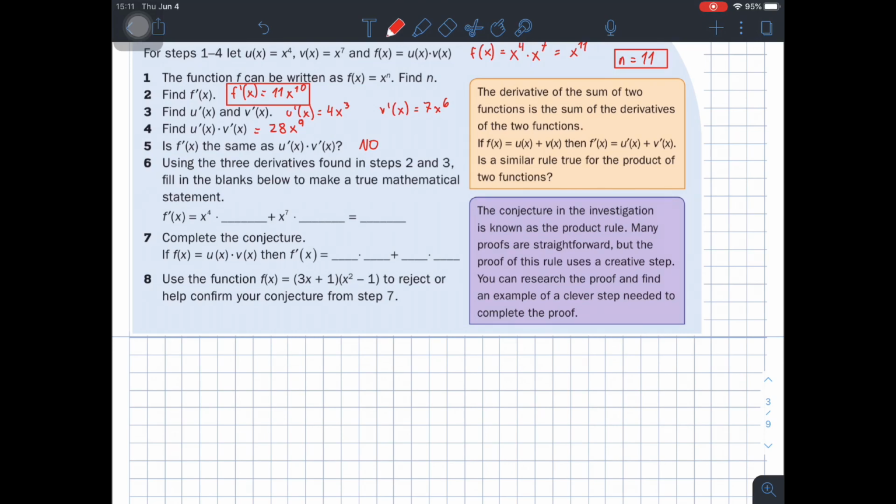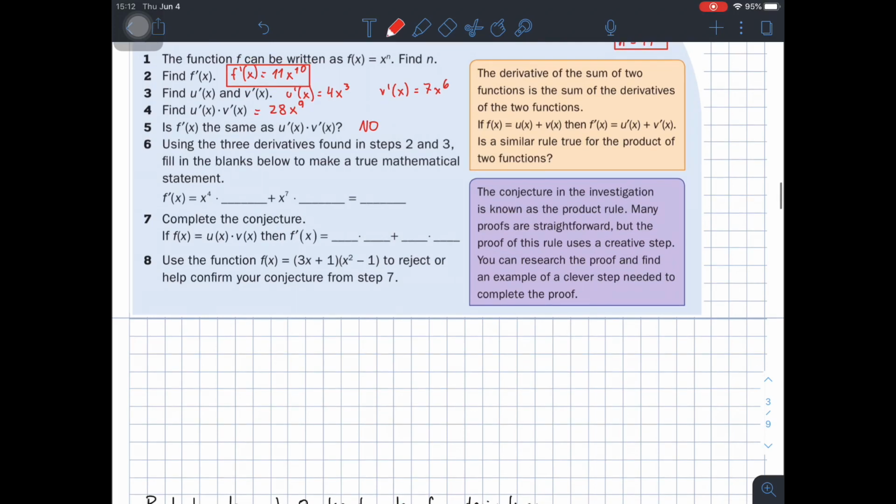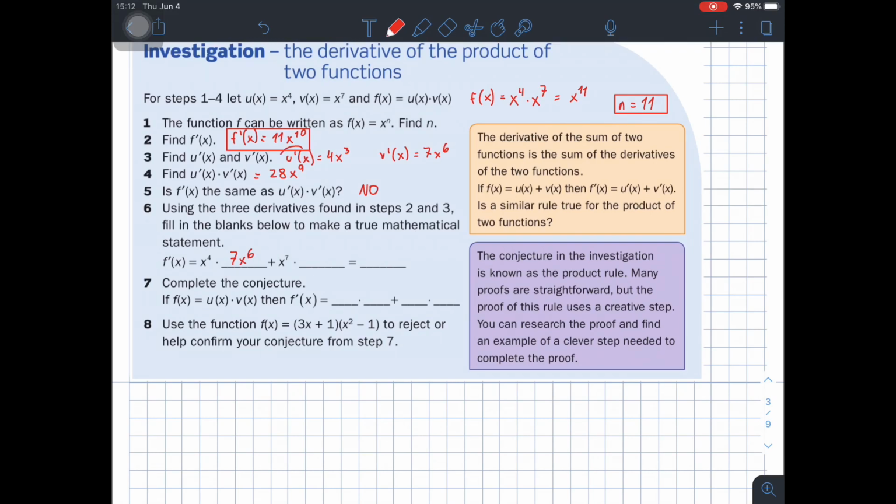For step number 6, it says, using the three derivatives found in steps 2 and 3, fill in the blanks below to make a true mathematical statement. So how can we really obtain the real derivative of f? Pay attention to what I'm going to do here. If I fill this in, f prime of x equals x to the power of 4 times 7x to the 6th power, which is v prime of x. You'll see why in a second. Plus, this is v of x, and we're going to multiply it by the derivative of u, so times 4x cubed.